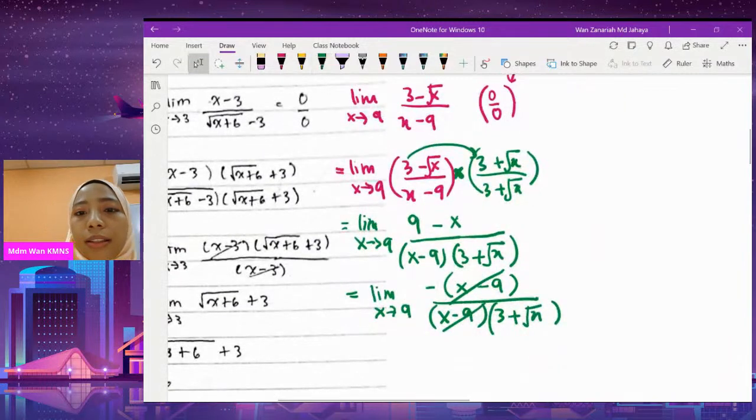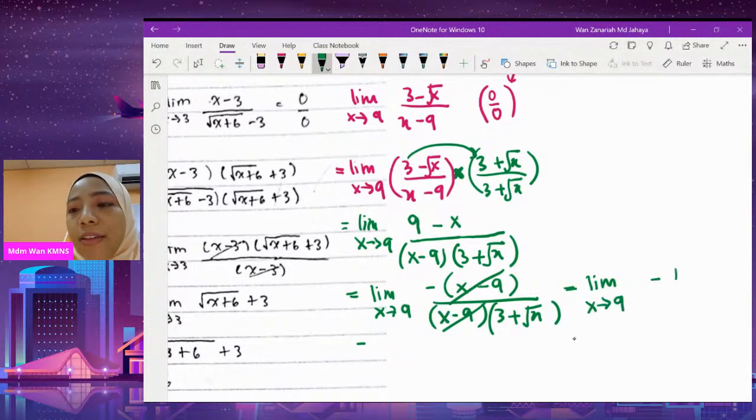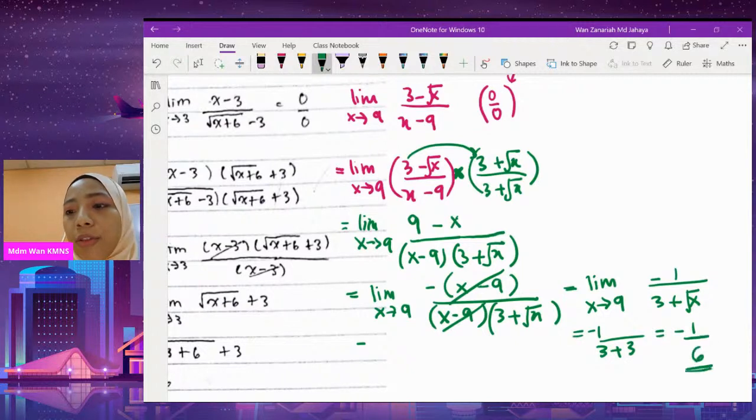Okay, and then you cancel out, so it becoming limit. I write down here, limit x approaching 9, negative 1 over 3 plus surd x. Therefore, you now substitute negative 1 and surd 9 becoming, then you will get negative 1 over 6.